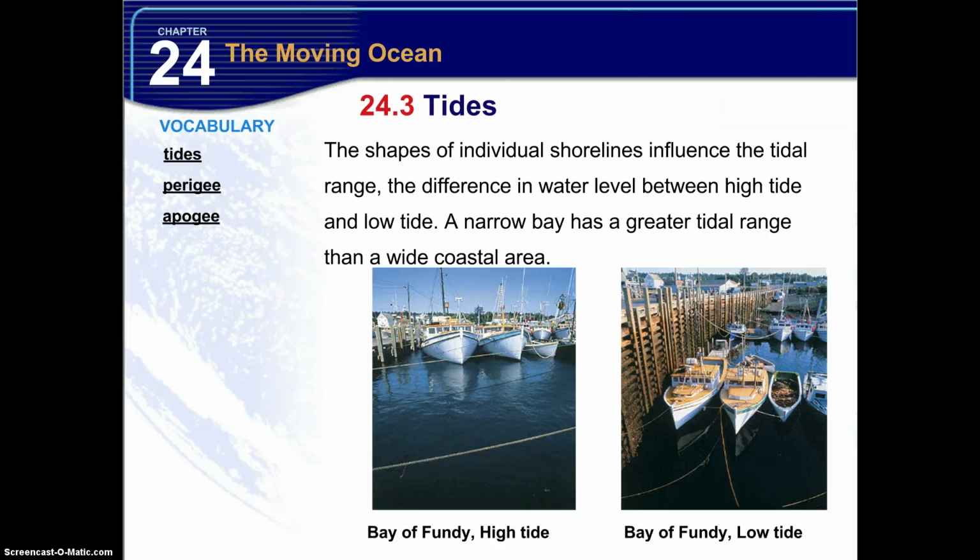Now, tidal ranges on ocean shores are most noticeable, but they also vary greatly. For example, in the Gulf of Mexico, the tidal range may only be half a meter. But in the Bay of Fundy, the range may be as great as 20 meters. What's the difference? It's all about the shape of the shoreline.